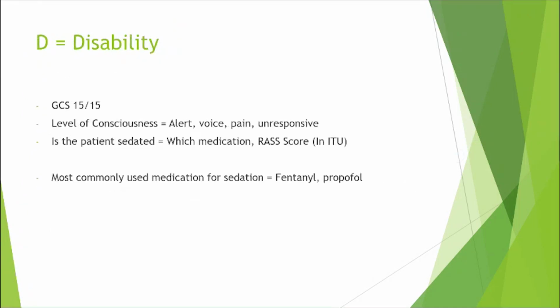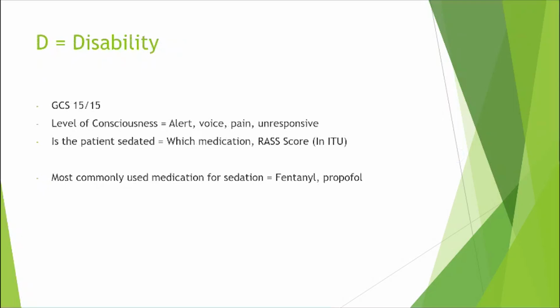Then D is disability. So basically we can find it in different ways. The first method is to check the GCS score, Glasgow Coma Scale. If it is 15 out of 15, then the patient is alert, awake, oriented. GCS can be lowered down to 3 when the patient is unresponsive, unconscious. Apart from that we can assess the level of consciousness: is the patient alert, responding to voice, responding to pain, or unresponsive. So level of consciousness is important.